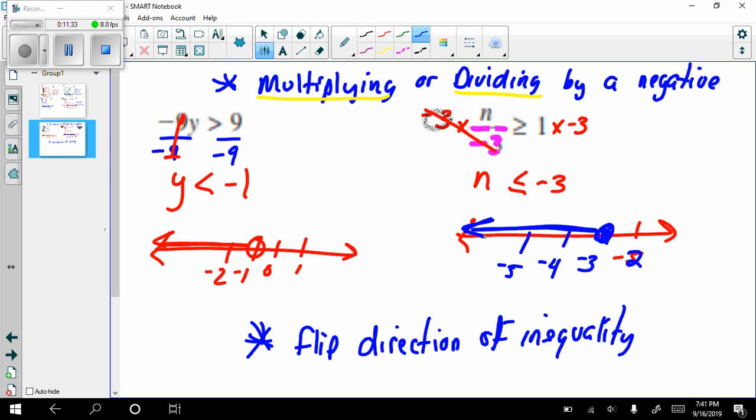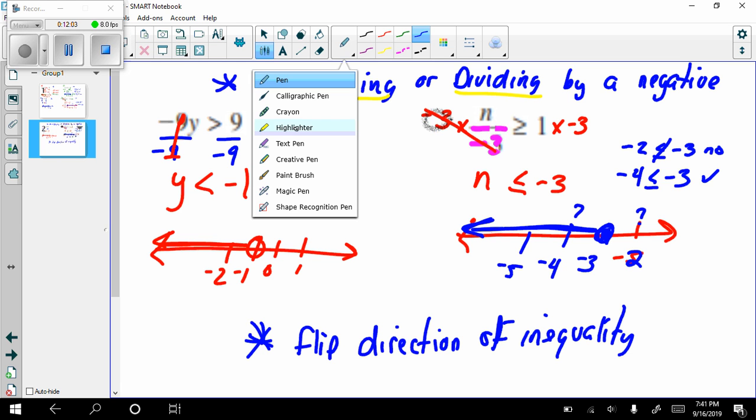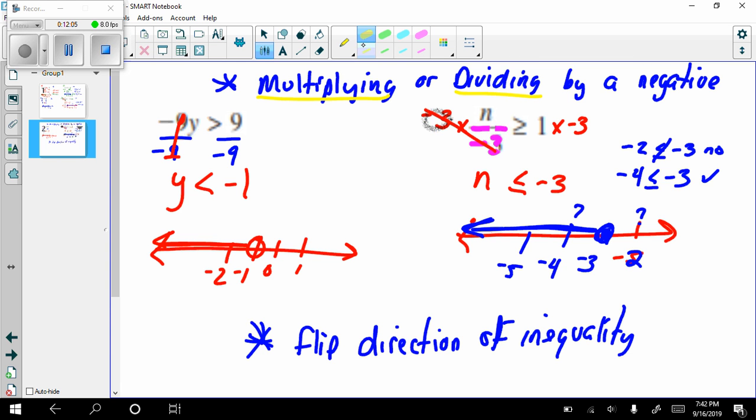Okay, and you could check it the same way. If I wanted to check -4, I would say, is -4 less than or equal to -3? Yes, it is. Okay, but -2 does not work. So if we checked -2, this would look like this: -2 is less than or equal to -3? No, it is not. So the solution set is infinite. Many solutions satisfy the inequality. And again, remember this rule. If you are multiplying or dividing by a negative, then you have to flip the direction of the inequality.